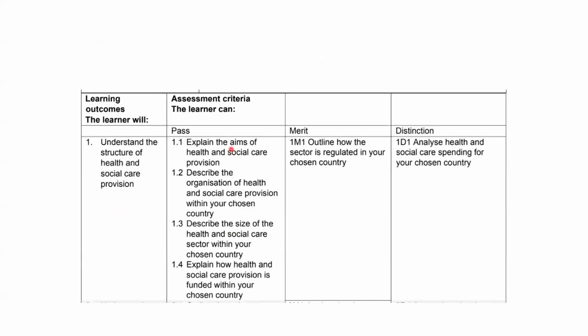A little bit about what you should be expecting in this unit. Your learning outcome number 1 will be to understand the structure of health and social care provision. What is the structure of it? We will go through that. We will discuss later, for your assignment, what we expect from you when we are assessing you. Just remember, this first learning outcome is understanding the structure of health and social care provision.